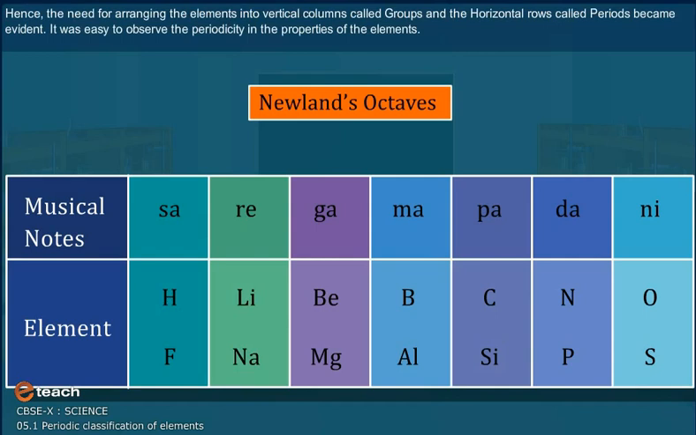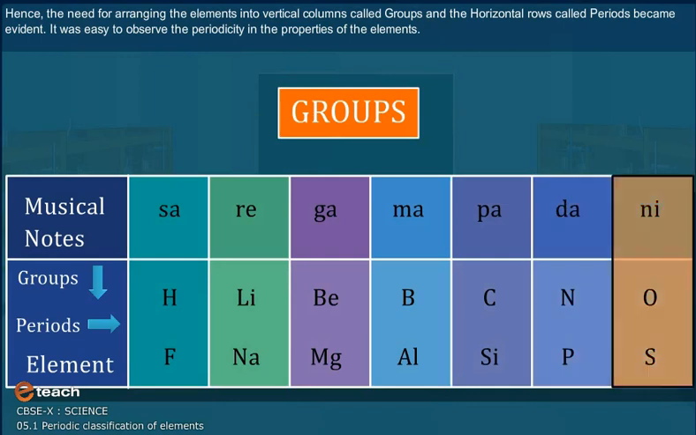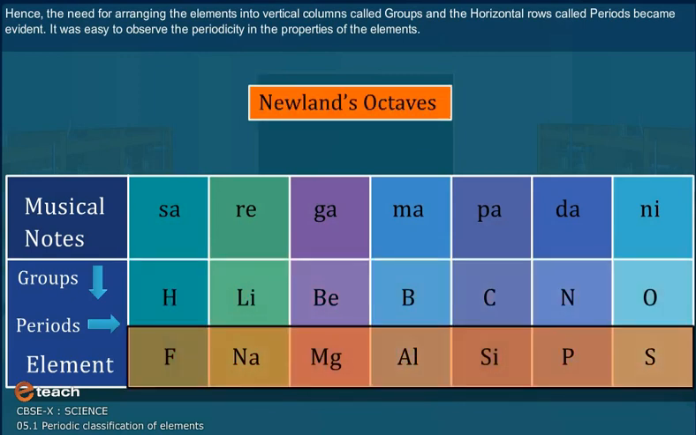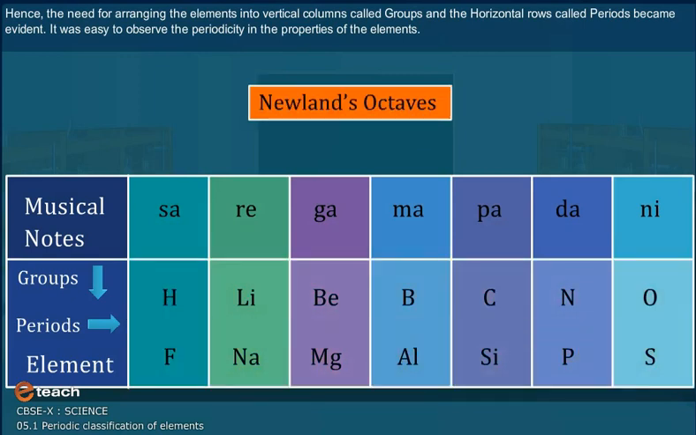Hence, the need for arranging the elements into vertical columns called groups and horizontal rows called periods became evident. It was easy to observe the periodicity in the properties of the elements.